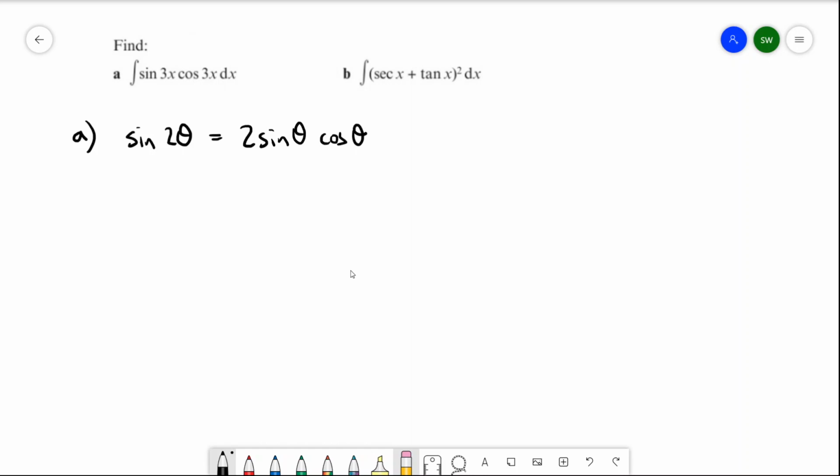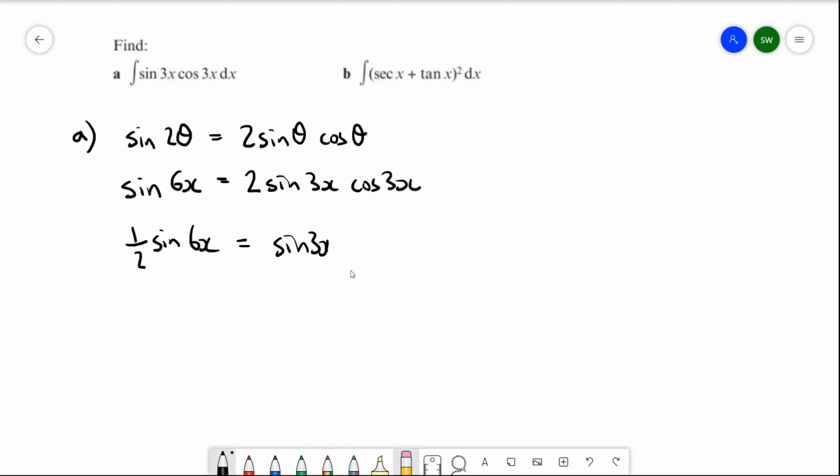Now in this case, we want the right hand side to say sine 3x cos 3x. So we're going to replace theta with 3x. So we're going to have 2 sine 3x cos 3x. And if we replace theta with 3x on the left hand side, we're going to have sine of 6x. So that tells us that if we times through by a half, we're going to have a half sine 6x is equivalent to sine of 3x times by cos of 3x.